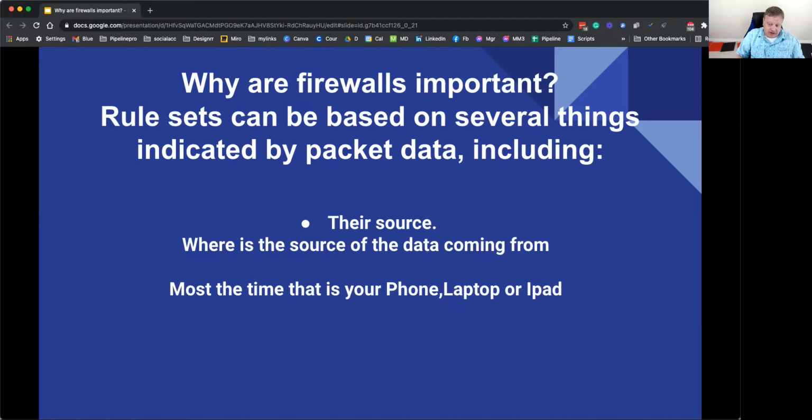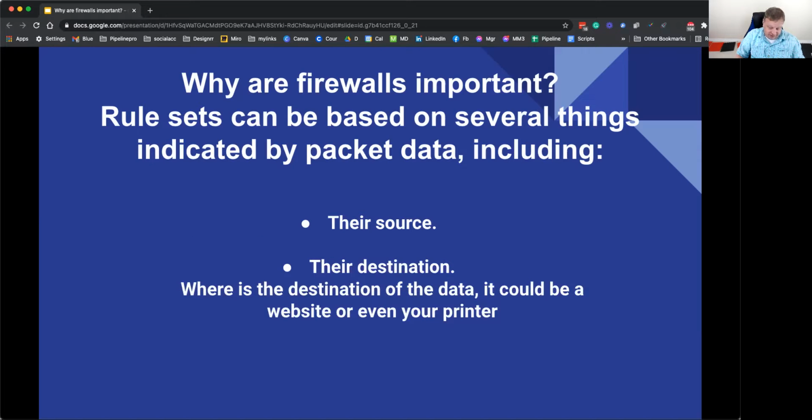The source is where the data is coming from. So think of it as your phone, laptop, iPad, wherever your source is. Your destination obviously is the same thing. It could be a printer, it could be a website, it could be anywhere your computer is trying to connect to.